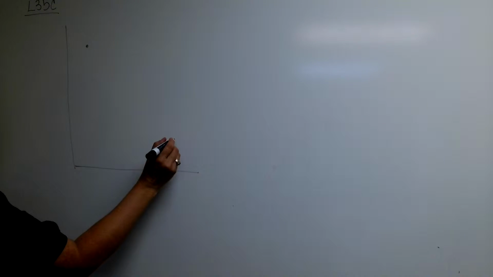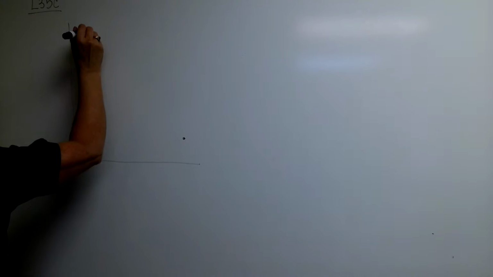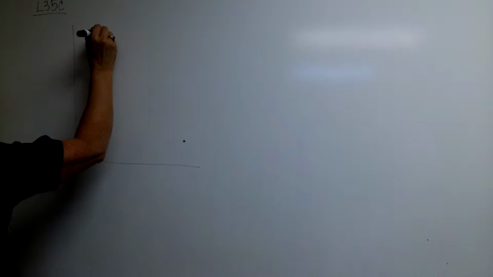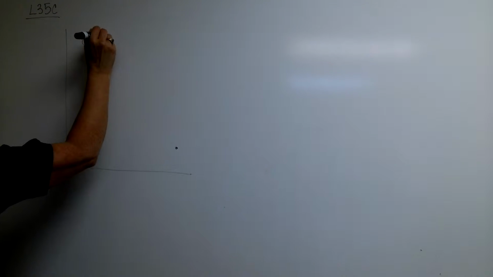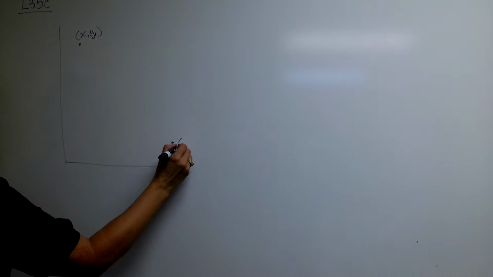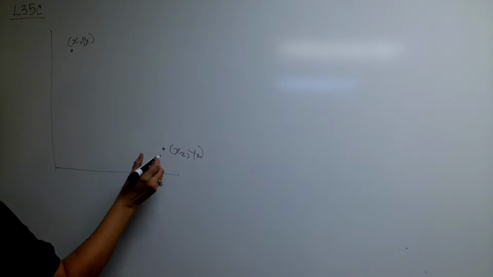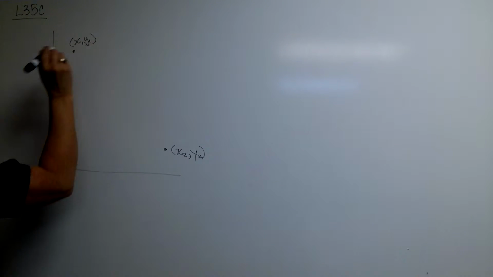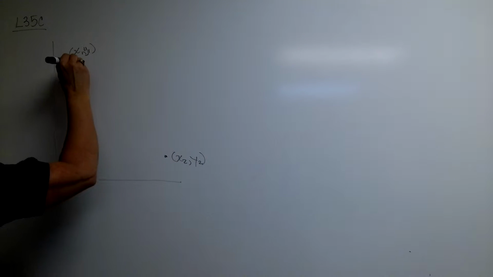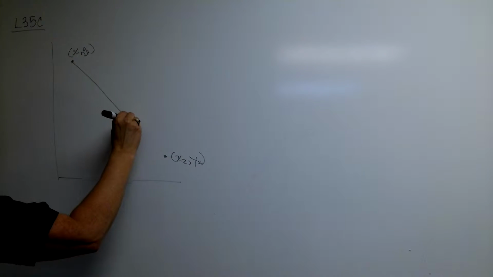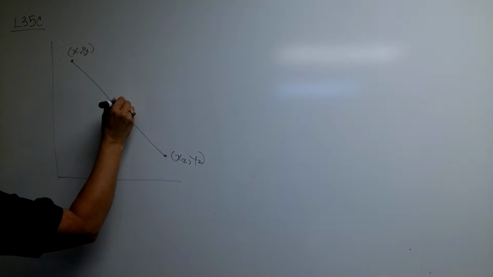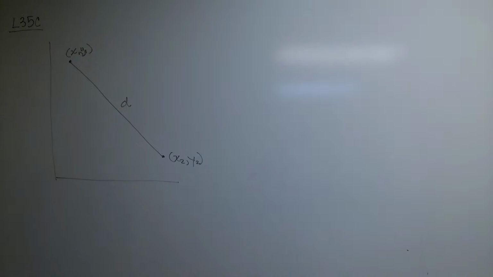So I'm just going to pick 2 random points. In fact, I don't even know what these points are. I'm going to make them generic. I have one point, x1, y1, a second point, x2, y2. And I want to know the distance between those 2 points. So I want to know this length right here.